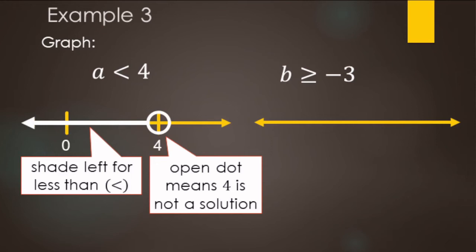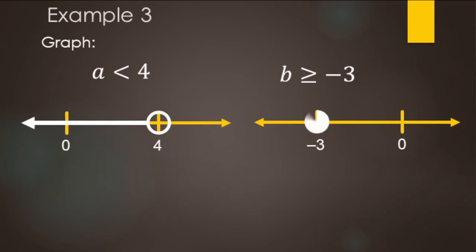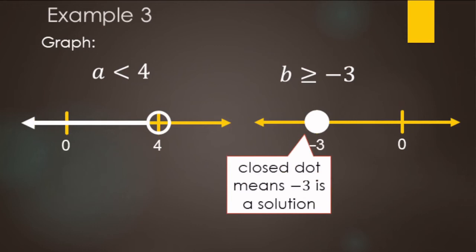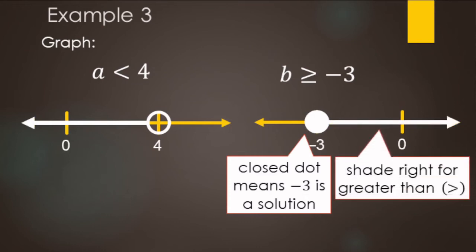So we have b is greater than or equal to -3. On our number line, on our piece of paper, we need 0, and then any other important numbers. In this case, that's going to be a -3. Since it's an or equal to, that means -3 is a solution, so we're going to use a closed dot with that one. And then the numbers that are greater than -3 are going to be to the right of -3 on our number line. So that's what our graph should look like there.